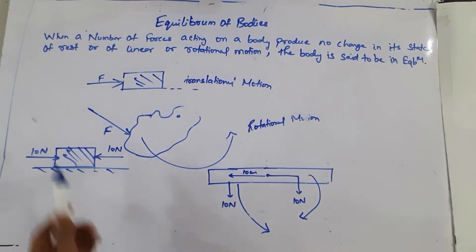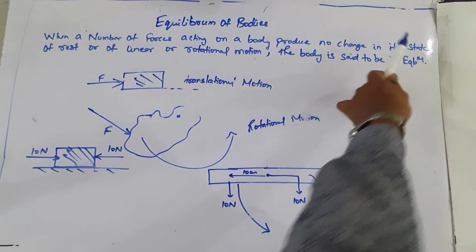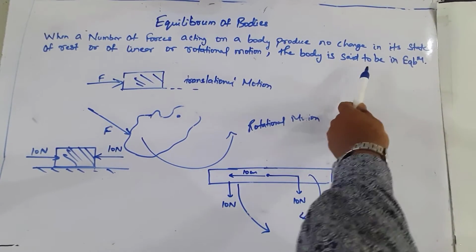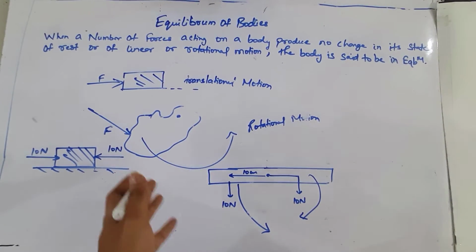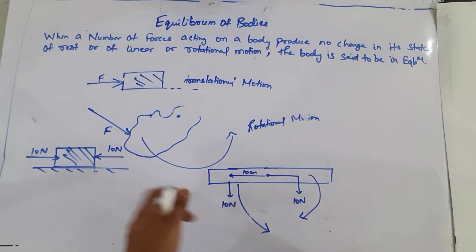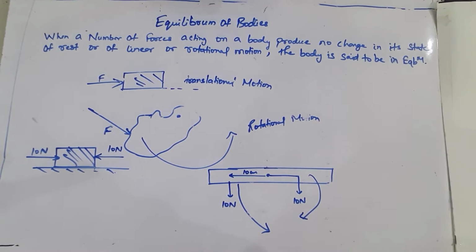So here is the definition: when a number of forces acting on a body produces no change in its state of rest, of linear or rotational motion, then the body is said to be in equilibrium. So here you can see the bodies are in equilibrium. Why? Because the forces have balanced each other, so the body will remain at its position.